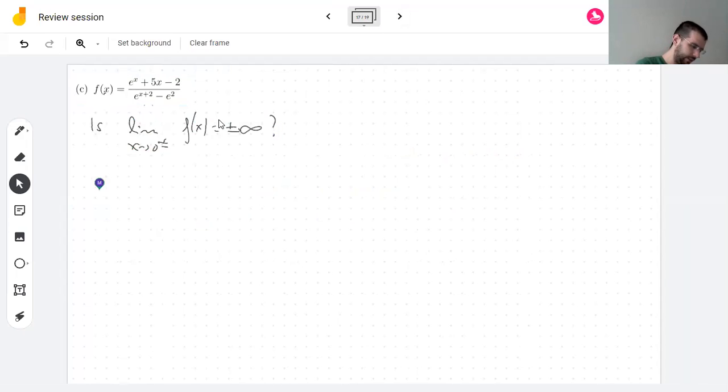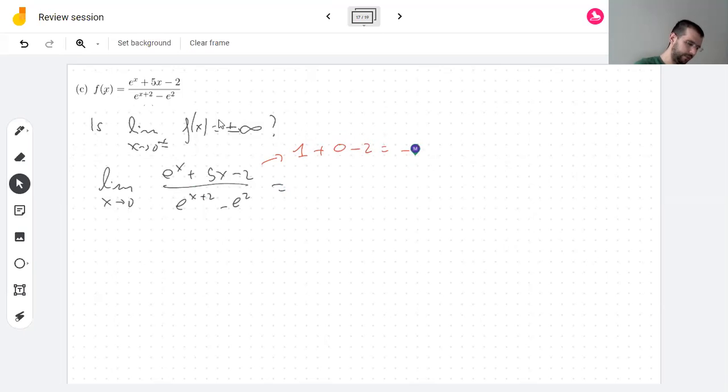Let's see, if I do this limit, what I get is 1 plus 0 minus 2, I get negative 1 divided by 0. So this is negative 1 divided by 0. This is plus or minus infinity. So I'm sure there is a vertical asymptote at x equals 0. All right.